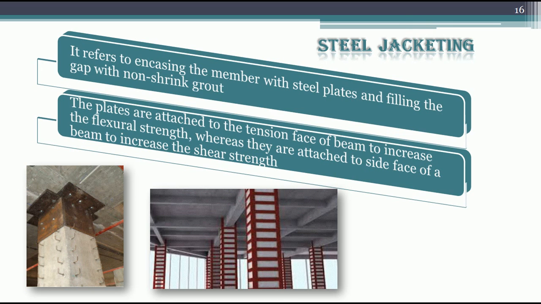In the case of a beam, if it is observed that the beam is weak in taking flexure, then we can provide steel plate on the tension face of the beam, and when it is observed that the beam is weak in taking shear, then the steel plate can be placed on the side faces of the beam, so that steel plate can be provided by understanding the behavior of the member.